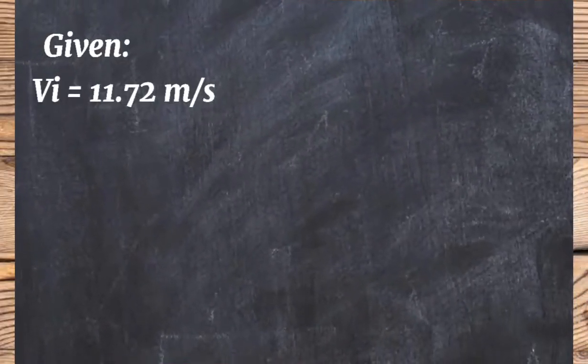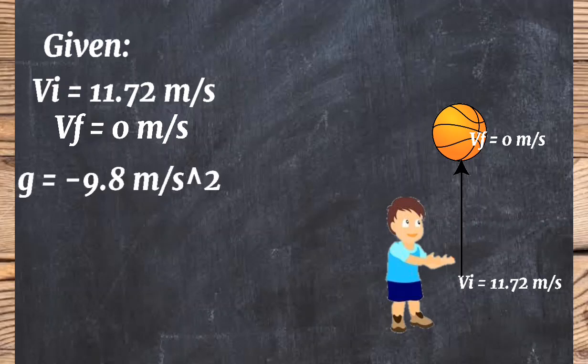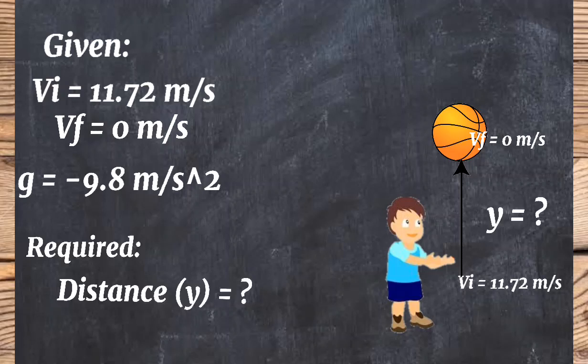The given are initial velocity equals 11.72 meters per second, final velocity equals 0 meters per second, and g equals negative 9.81 meters per second squared. Since it is thrown upward, we will use the negative value of g. The required is the distance y.